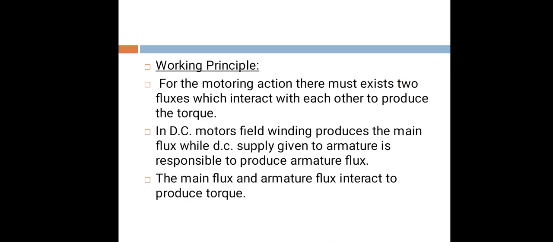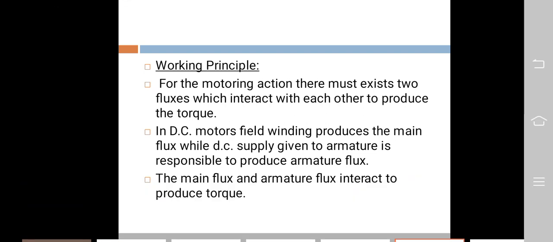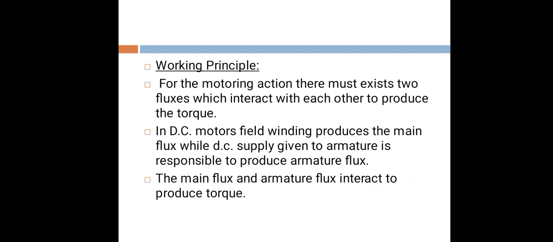Working principle: for the motoring action there must exist two fluxes which interact with each other to produce the torque. In DC motors, the field winding produces the main flux while the DC supply given to the armature is responsible for producing the armature flux. The main flux and armature flux interact to produce torque.